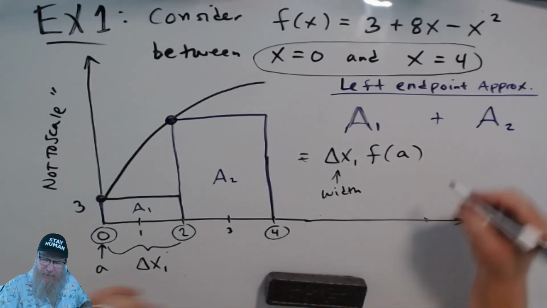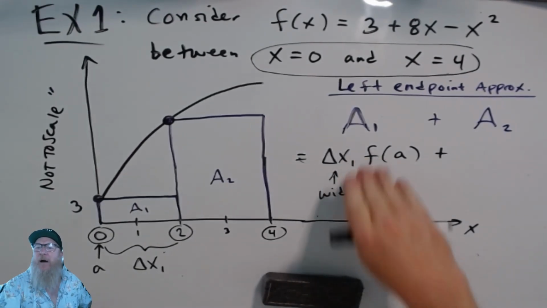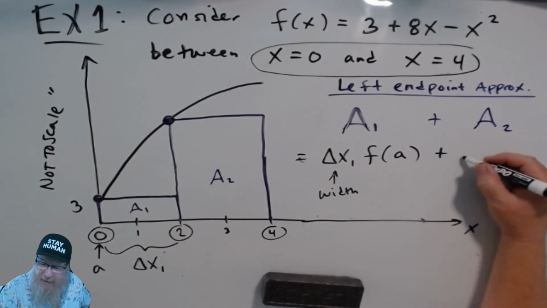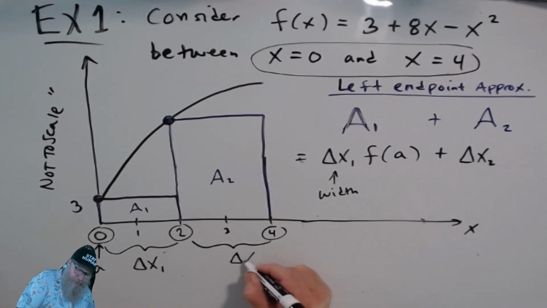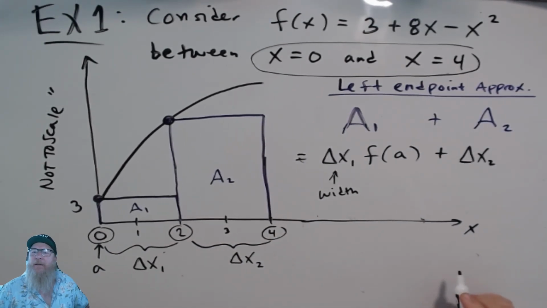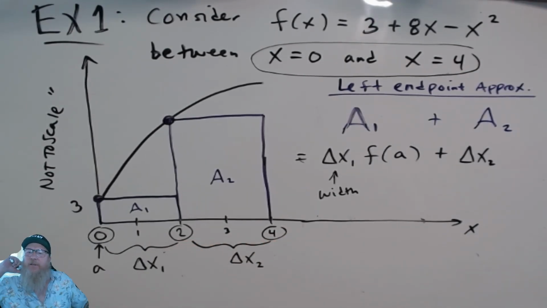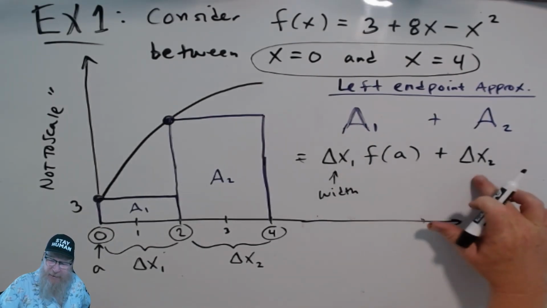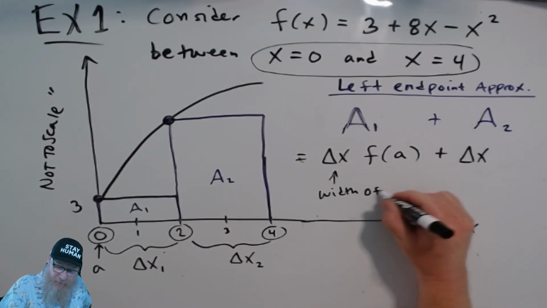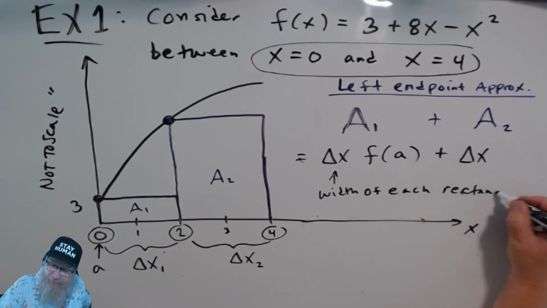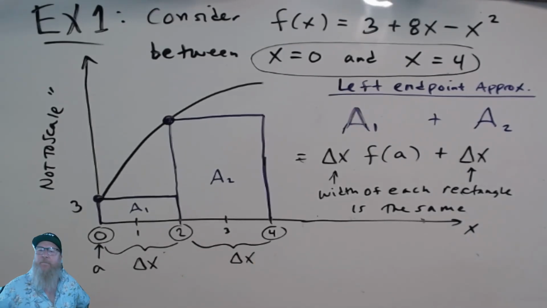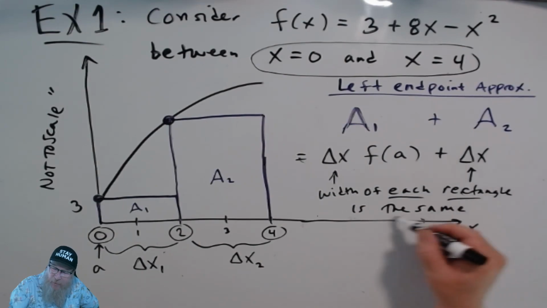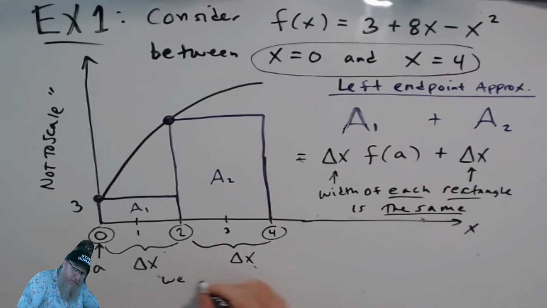Plus A2. That's the reason we have this recipe, because now you can just copy it for the next rectangle. Delta x2, the width of the second rectangle, which you know is going to be 2. Clearly the width of that rectangle is 2. I will mention that if the widths are the same, you could just say the width of each rectangle is the same, so we don't really need the subscripts anymore. I could just say delta x. Sure, this is delta x1 and this is delta x2, but because the width of each rectangle is the same, we may omit the subscripts.